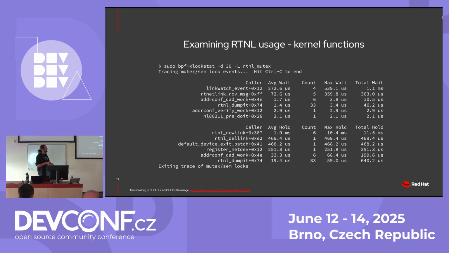The function that was holding the lock, this is again from IP as before. It was creating a link or it was deleting a link. So this ran for 30 seconds. So I was sort of creating a link and deleting it again. So here you can see, okay, this is what's holding it. That's pretty easy. I can go and do something for this. But these up here, okay, something is dumping some information to user space. Something is receiving a message.